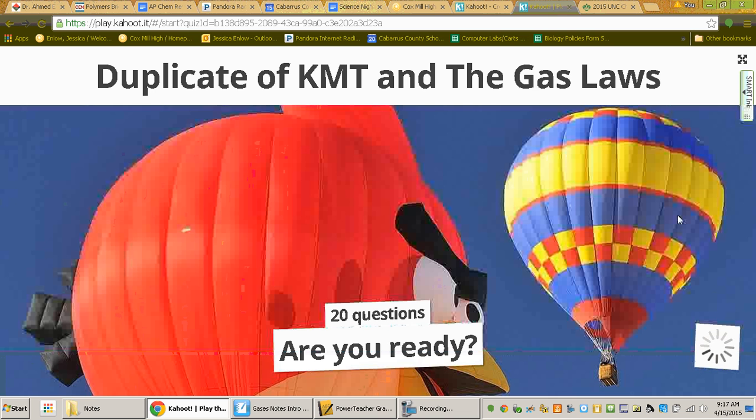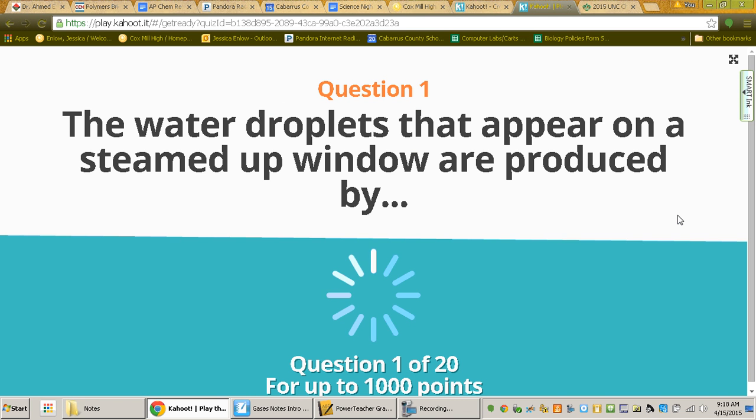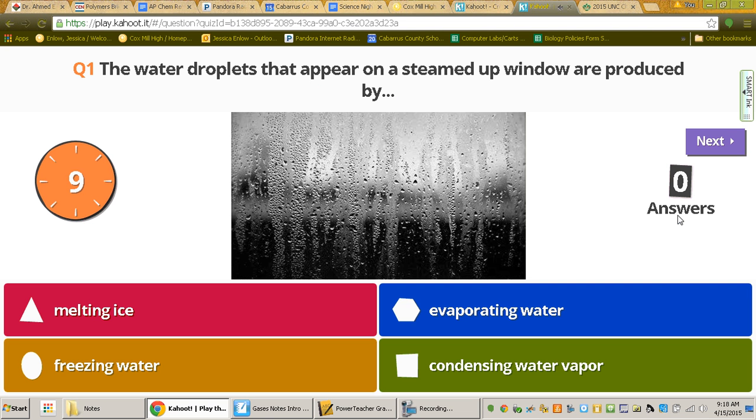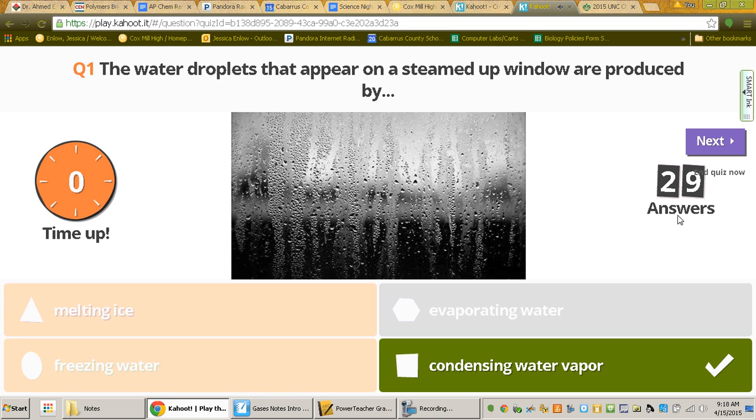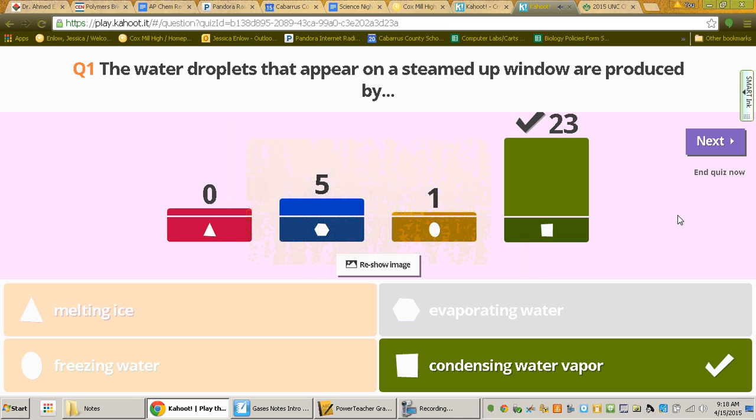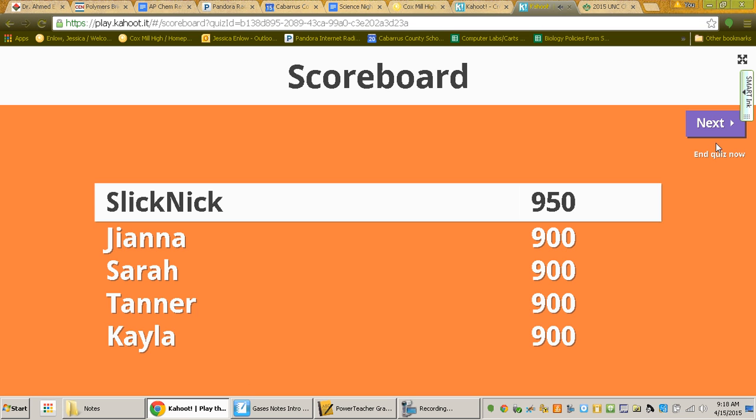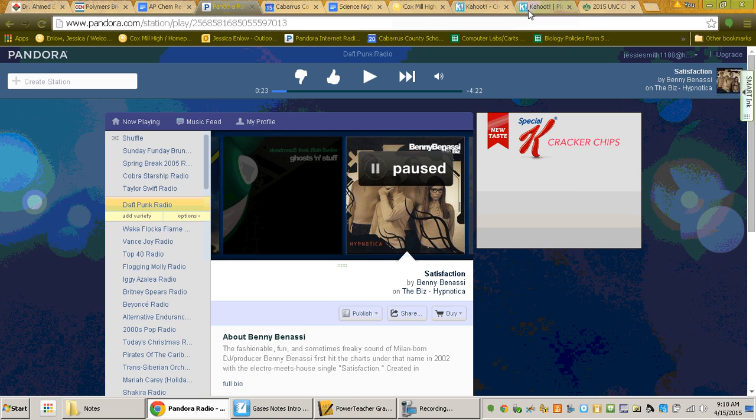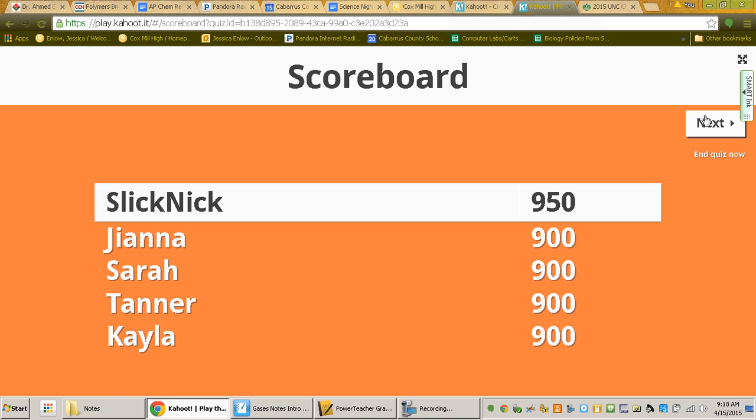Can I take pictures? No. You ready? The water droplets that appear on the steam top window are produced by condensation. I'm going to turn the music on. I gotta turn the music up. This is not the same without the music. Okay, here we go.